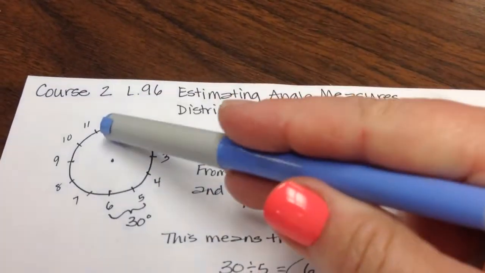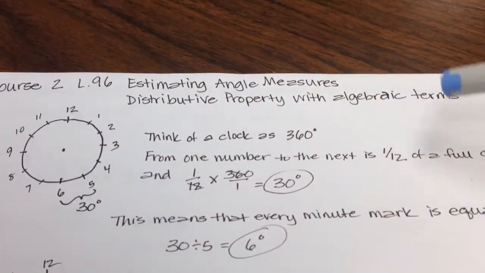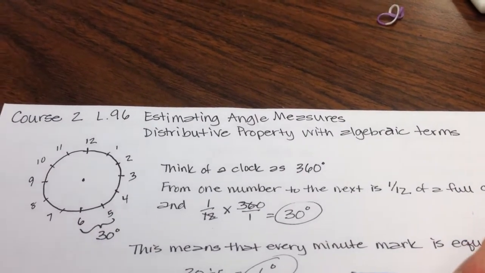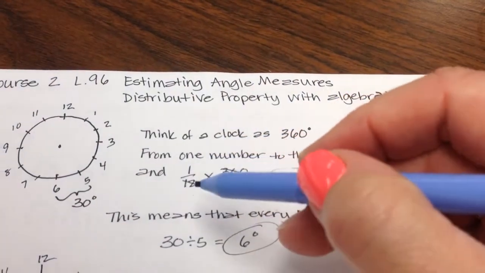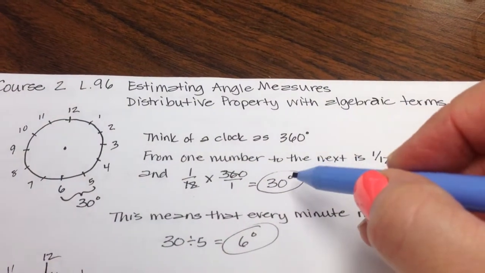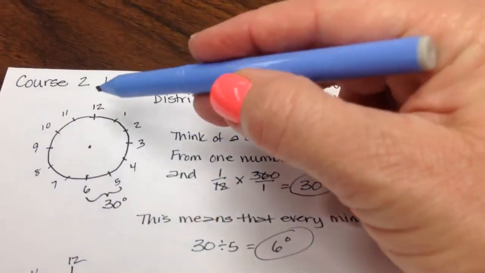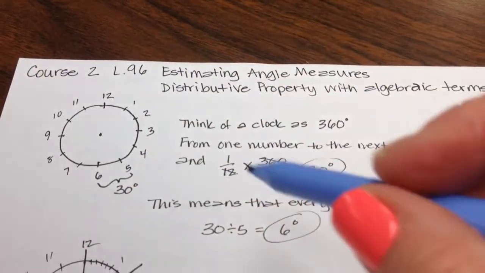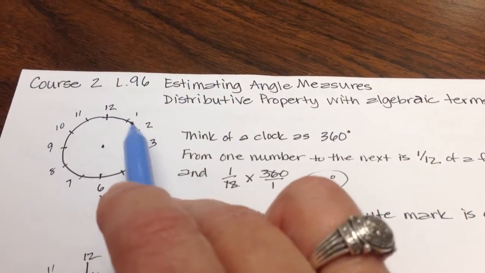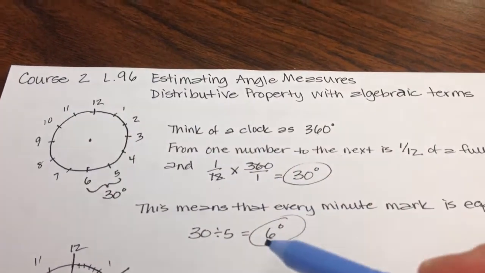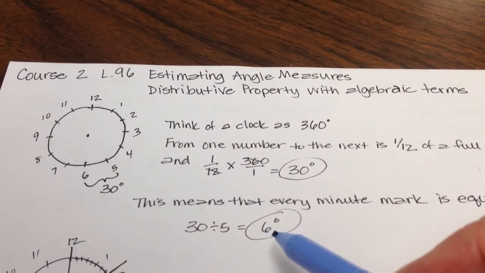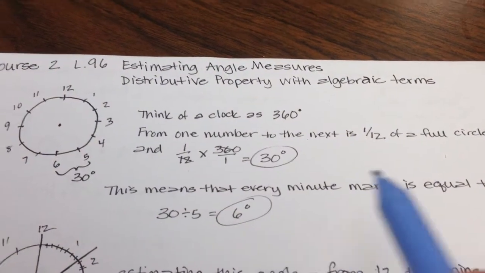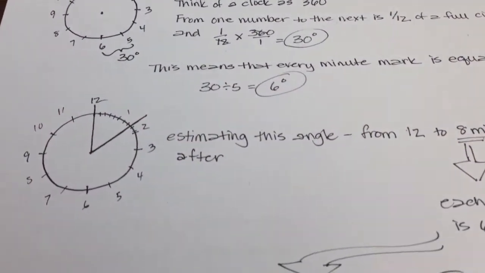From one number to the next is 1/12 of a full circle. Of course, 1/12 of 360 equals 30 degrees. So from 12 to 1 is 30 degrees. That means if I take 12 to 1, which is actually 5 minutes, and divide that by 5, I'm going to get 6 degrees. Every minute mark is equal to 6 degrees. You need to know that because you're going to estimate things.